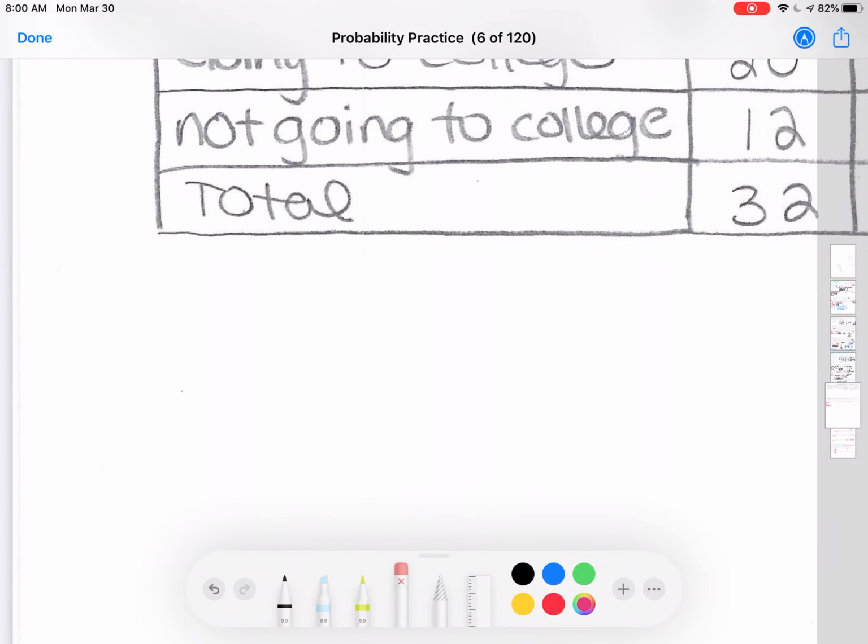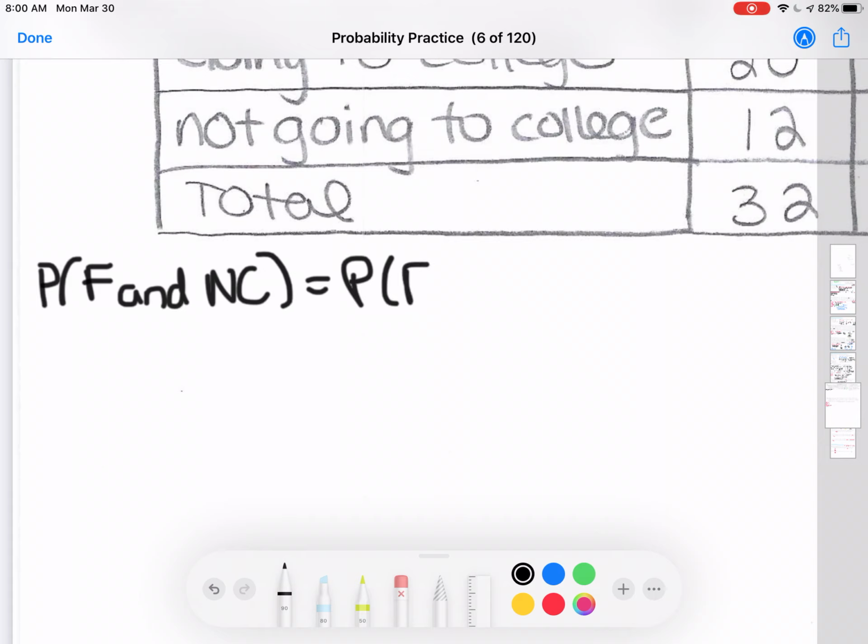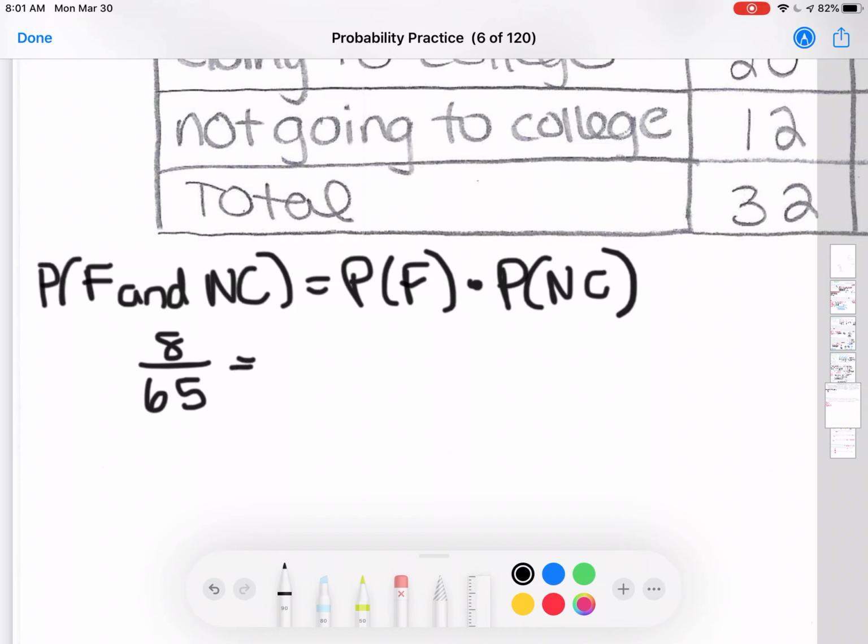Let me just zoom in a little so this gets a little neater. So I'm going to do the probability of female and not going to college. I'm going to try to use the product rule. I'm going to see if that's equal to the product of female times the probability of not going to college. And now just sub in your info. 8 out of 65, and I'll zoom back out and we'll see where this came from.